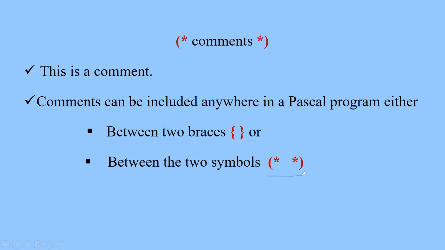If you have to use parentheses, you must have the asterisk, and then your comment in between. But if you're using braces, the left brace and the right brace, you don't use the asterisk. So you have to adopt one. You either adopt this method of commenting or you adopt this. Whatever you enclose in between those two pairs forms a comment. So that's how you add comments in Pascal.